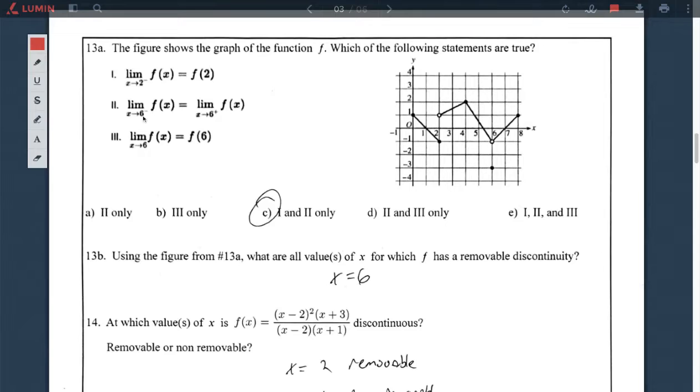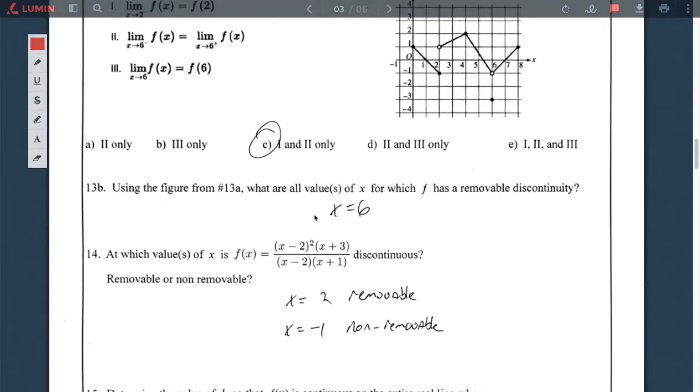Next one, limit as x approaches 6 from the left equals the limit as x approaches 6 from the right. So 6 is right here. From the left, I'm going to -1. From the right, I'm going to -1. Those two are both going to the same place. So that means 2 is good. So we're still alive on E and C. Then it says the limit as x approaches 6 is equal to f of 6. So my limit is going to be here. F of 6 is going to be here. They're not the same, so therefore 3 is no good. So that means C is going to be my answer.